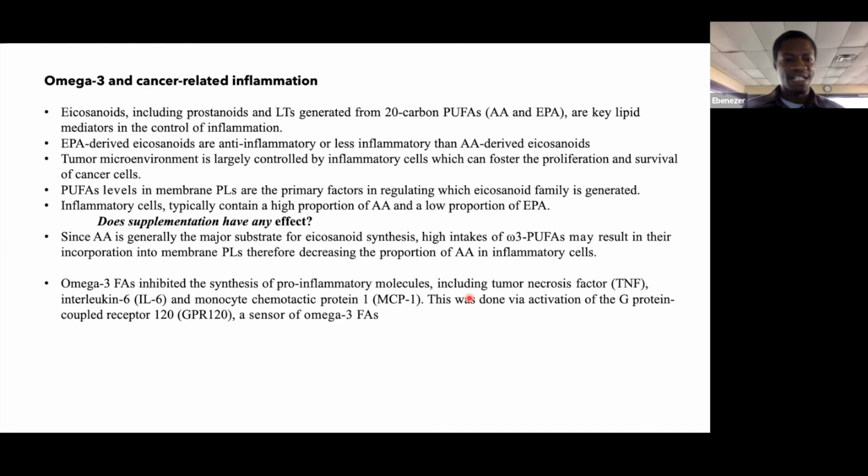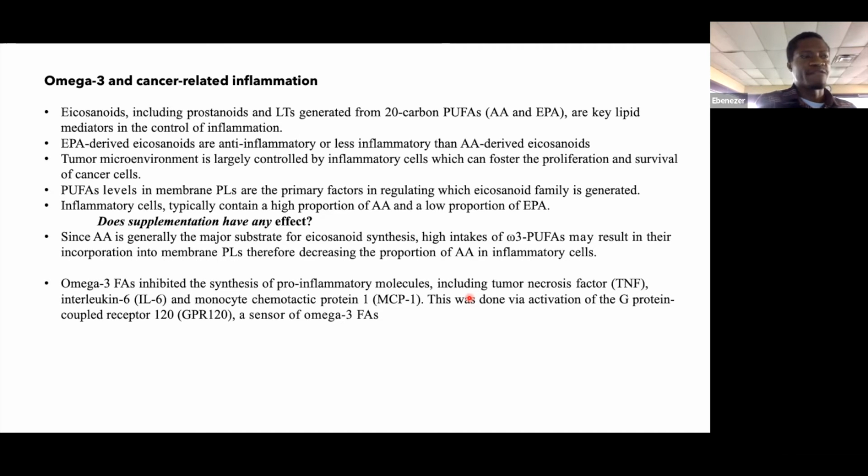However, eicosapentaenoic acid-derived eicosanoids are usually less inflammatory than the arachidonic acid-derived eicosanoids. And we realize that membrane phospholipids are usually competed for by omega-3 or omega-6 fatty acids. So it depends on the one that is able to have more levels of phospholipids. Remember that a phospholipid usually has a backbone of glycerol.